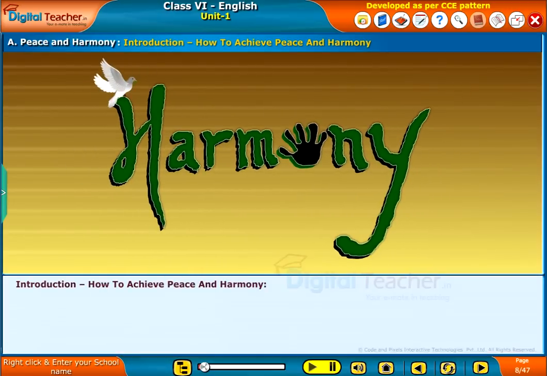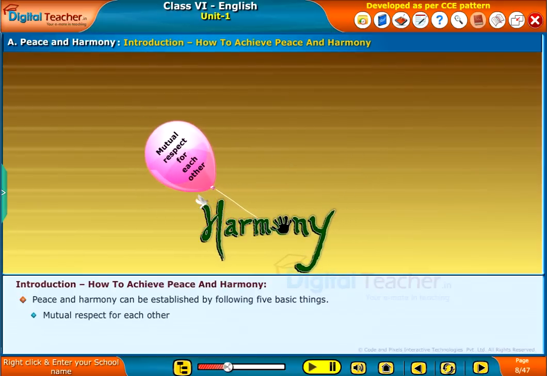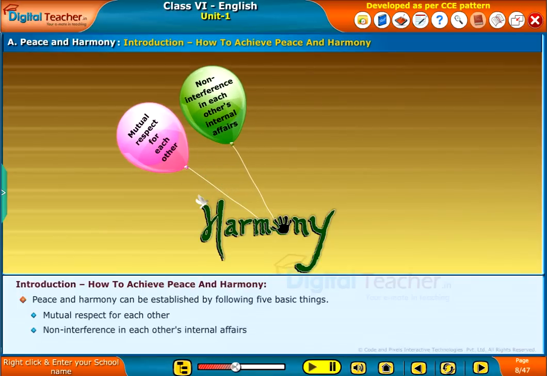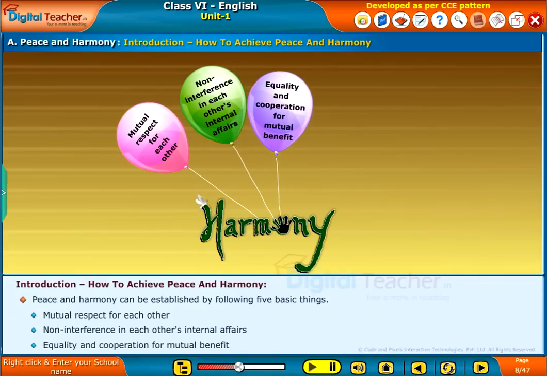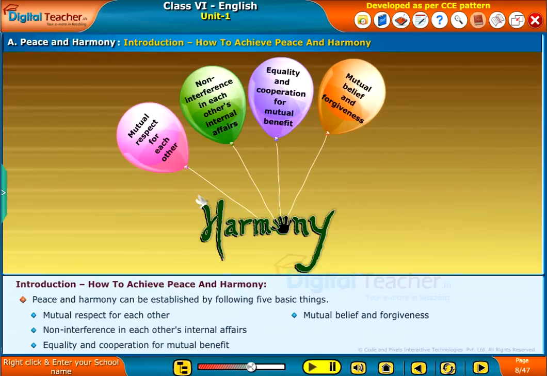Let us now know the basic things required to achieve peace and harmony. Peace and harmony can be established by following 5 basic things. They are mutual respect for each other, non-interference in each other's internal affairs, equality and cooperation for mutual benefit, mutual belief and forgiveness, care and helping nature.